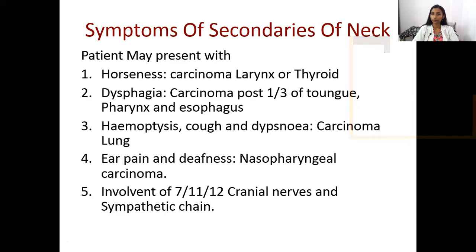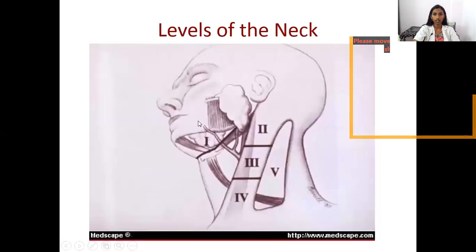So ear pain and deafness, think about nasopharyngeal carcinoma. Hemoptysis, cough, dyspnea, think about lung carcinoma. And dysphagia, think about carcinoma in the posterior one-third of the tongue or carcinoma in the pharynx and esophagus. So this is something which you all should remember. And the level of lymph nodes should always be checked.